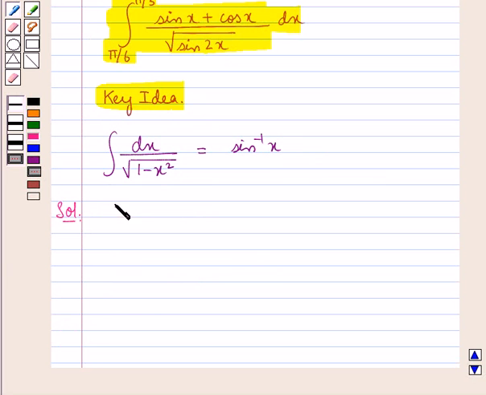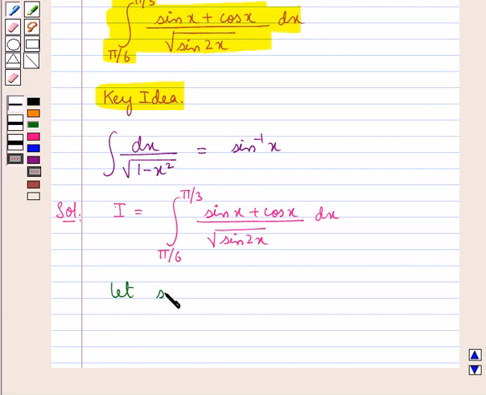So we suppose I is equal to the integral from pi by 6 to pi by 3 of (sin x plus cos x) upon square root of sin 2x dx. Suppose that sin x minus cos x is equal to t. On differentiating both the sides we get (cos x plus sin x) dx equal to dt, or (sin x plus cos x) dx is equal to dt.